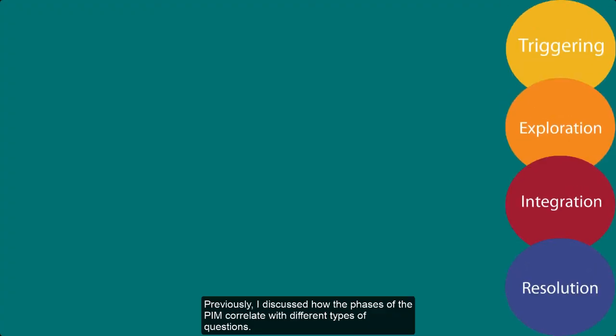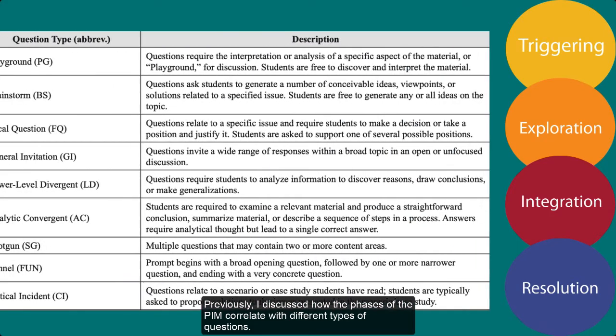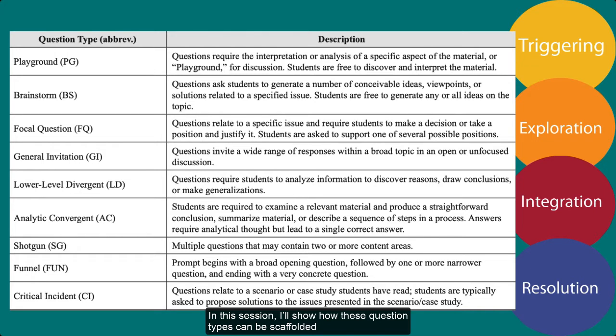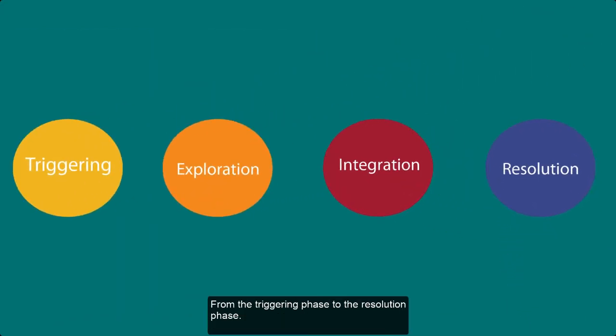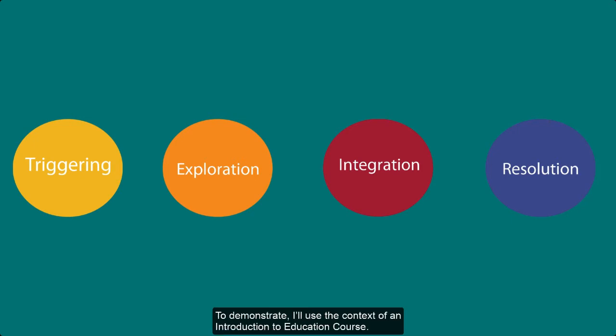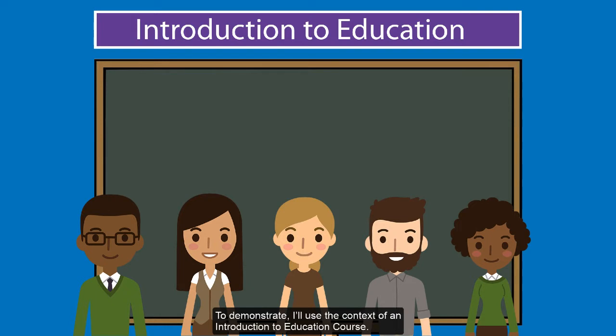Previously, I discussed how the phases of the PIM correlate with different types of questions. In this session, I'll show how these question types can be scaffolded to guide students' responses from the low to high levels of cognition, from the triggering phase to the resolution phase. To demonstrate, I'll use the context of an Introduction to Education course.